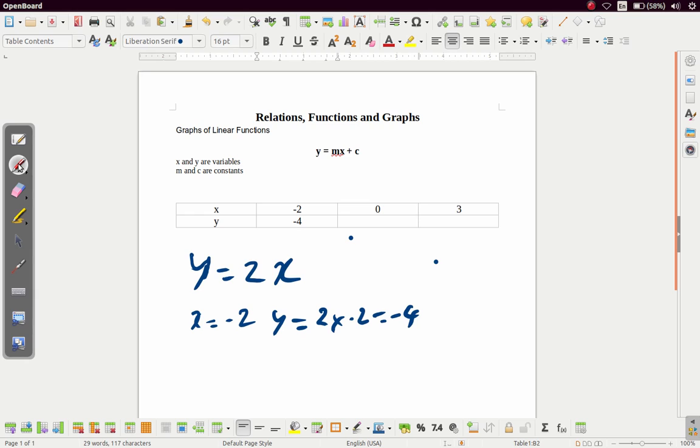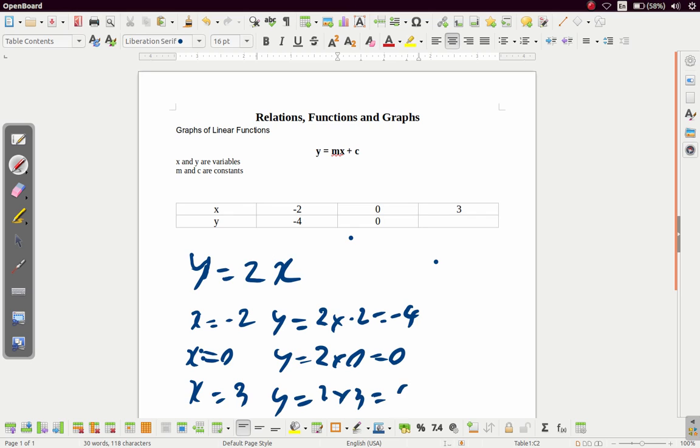What happens when x equals 0? When x equals 0, y equals 2 times 0, which is 0. So when x equals 0, y is equal to 0. Then what happens when x equals 3? When x is equal to 3, y is equal to 2 times x, 2 times 3, which is 6. So I see that when x is 3, y is 6.